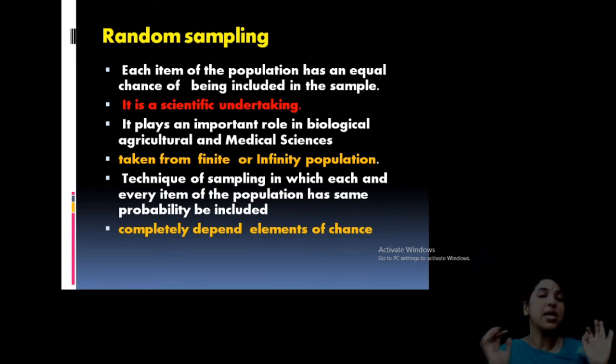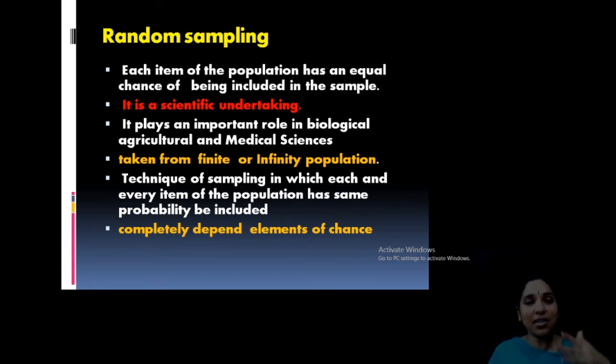Understood? Okay. It is a scientific undertaking. It plays an important role in biological, agricultural and medical sciences. In a field study, when you sow seeds and after germination and the first generation, from the first generation you have to select some plants for breeding the next generation. So randomly you will select from the field. Clear? So in agricultural science, there is an application.